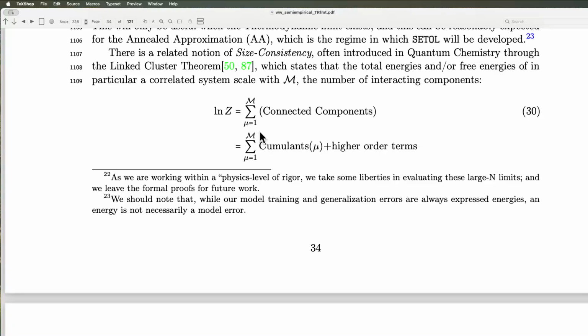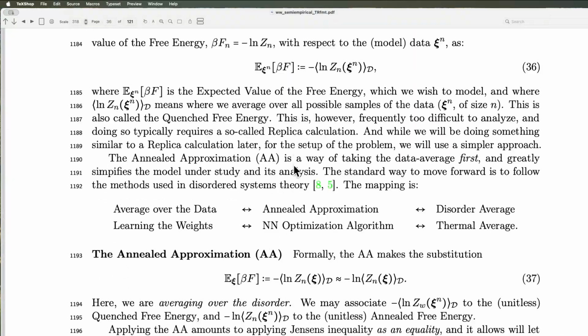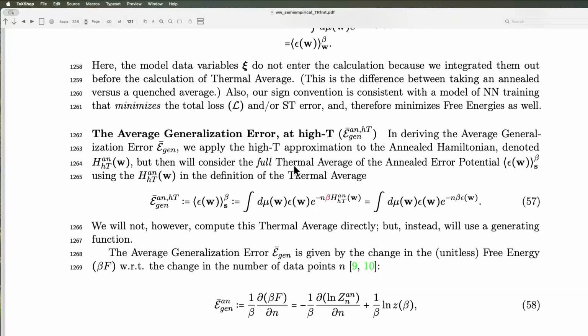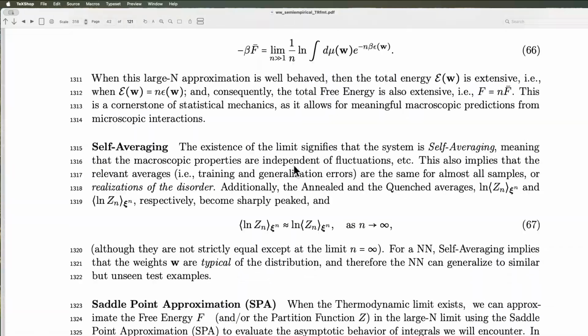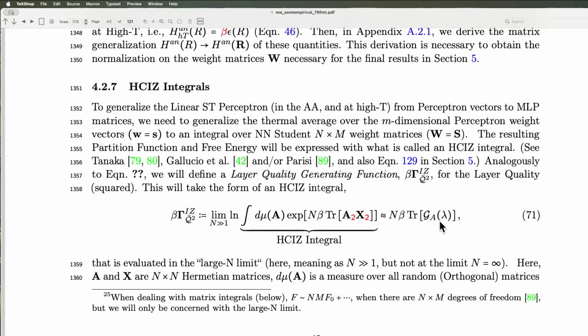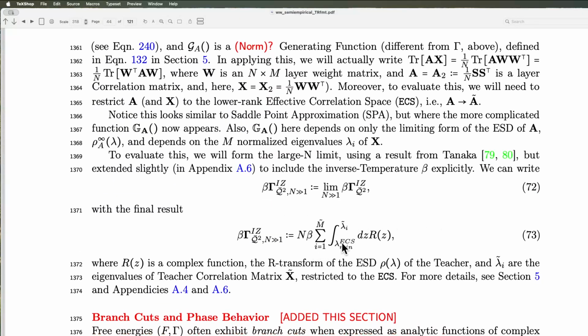I don't link back to that, but I want to make this clear. This idea of the linked cluster theorem is a sum over m cumulants. When you get down to the HCIZ integral, it turns out, and the linked cluster theorem is very general, it's used all over the place in quantum chemistry, coupled cluster theory, certain areas of statistical mechanics. This is a trace G. So this is actually a sum over m effective cumulants, where this thing G is an integral over R of z, which is an R transform. It's called the R transform, but it's actually a generalized cumulant.